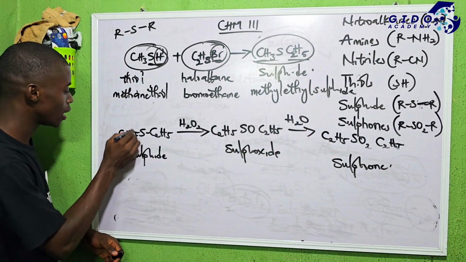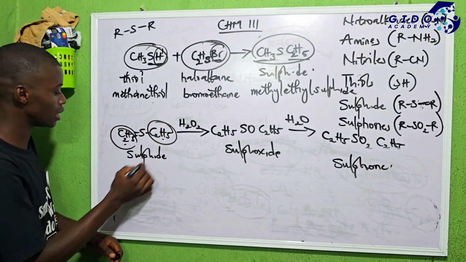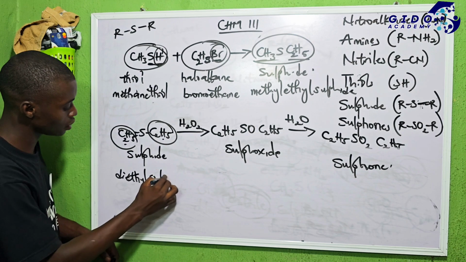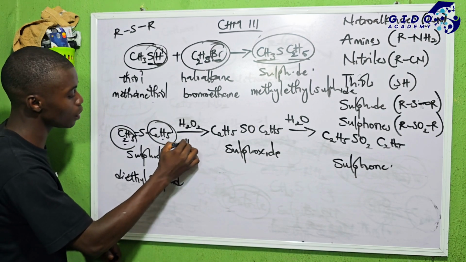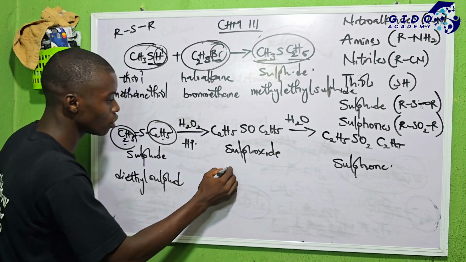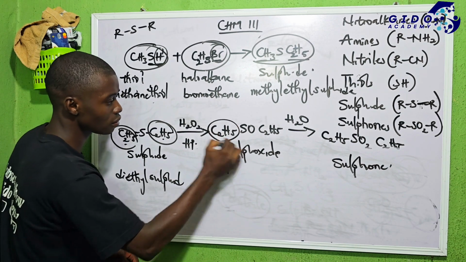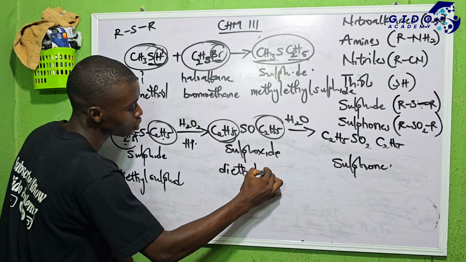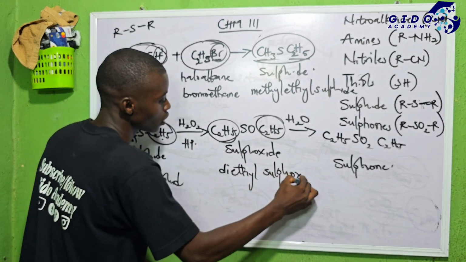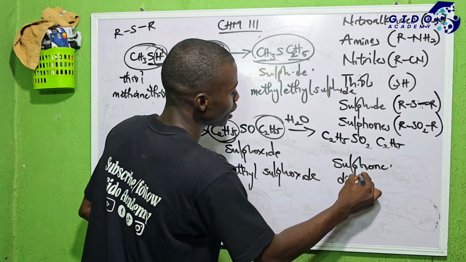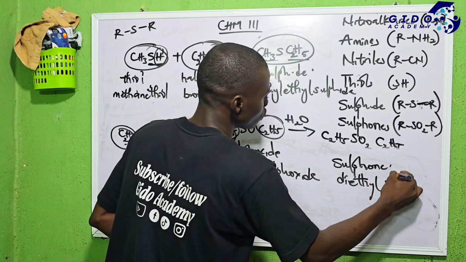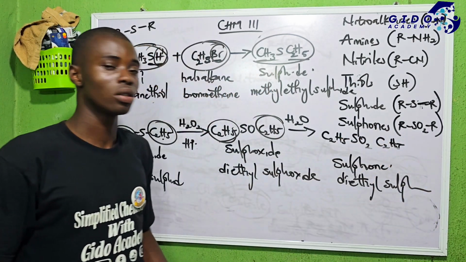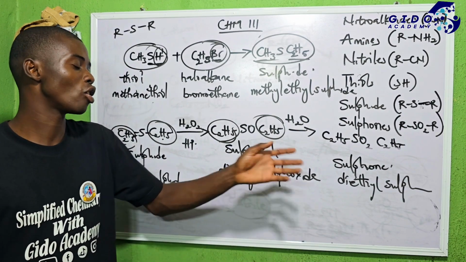Let me give you the full name. Here is methyl, here is ethyl, here is ethyl. So we call this diethyl sulfide. And there is hydrogen peroxide, here it gives us the same thing, diethyl sulfoxide. Here is the sulfoxide. Then here it gives us diethyl sulfone. So it can also be methyl ethyl sulfone, based on how the compound is arranged.